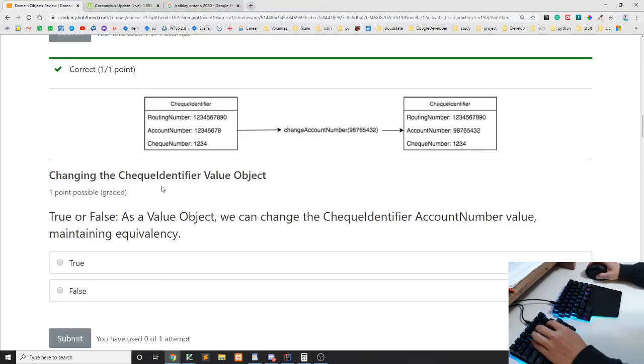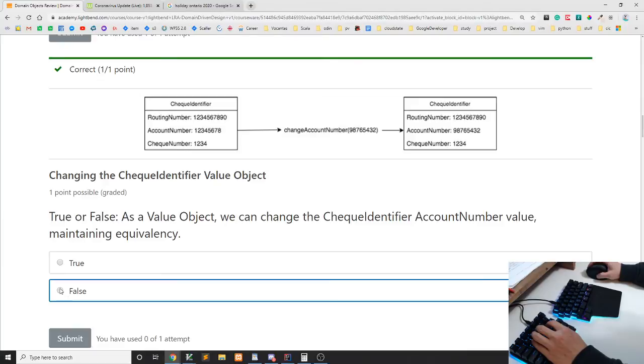Change the check identifier value object. As a value object, we can change the check identifier account number value, maintaining equivalency. No, once we change this one, it's now a different one for us.